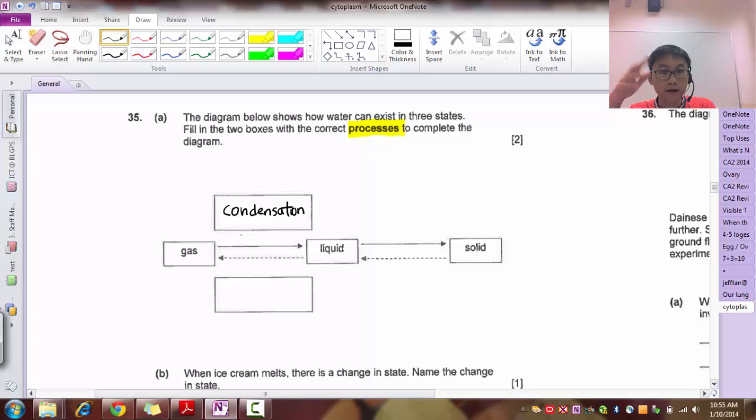Okay, alright, gas to liquid is condensation. Liquid, oh sorry, yeah, it's correct, condensation. Liquid to gas, the process is boiling. That's right. So when I want to change from liquid to gas, I have to boil it. When changing from gas back to liquid, it's condensation.